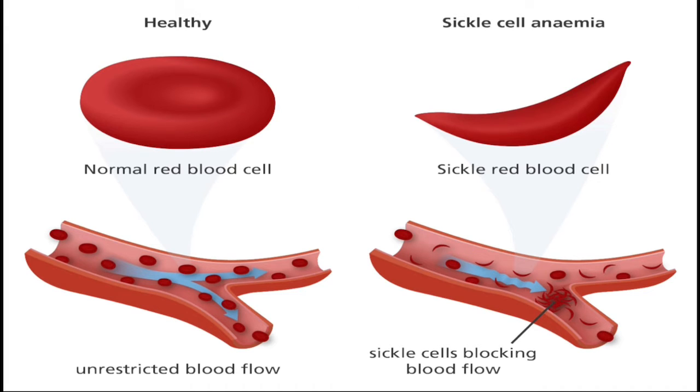And then as you can see down under these two pictures, you'll see the unrestricted blood flow, which is the blood flow of a normal red blood cell. And then you'll see the other blood flow, which is the sickle cells blocking blood flow. Now you can see there are more sickle cells than normal ones, and you can see how the sickle cells block the red blood cells from going through.